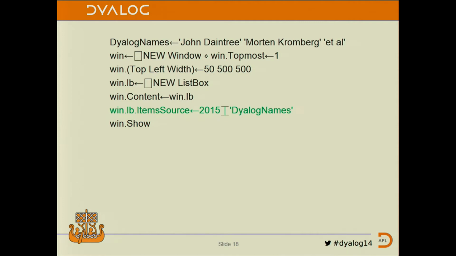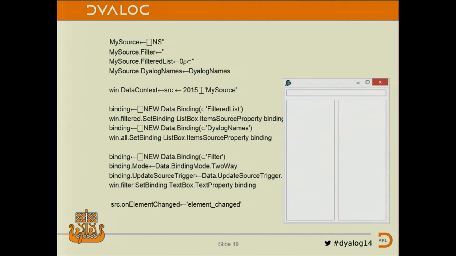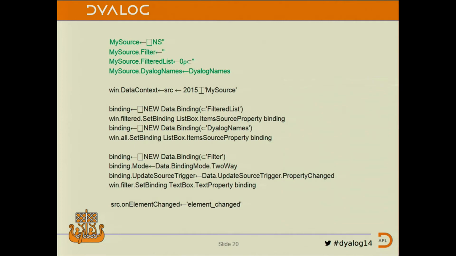list box. If we wanted to set up some bindings for the more complicated example, this list box thing, here we create a namespace that contains three variables: filter, filtered list, and dialog names, again the names of, one might suppose, employees of Dyalog. We create a data source using the 205 IBeam, but this time rather than giving it the name of a vector of character vectors, we give it the name of the namespace. And then we set up various bindings.